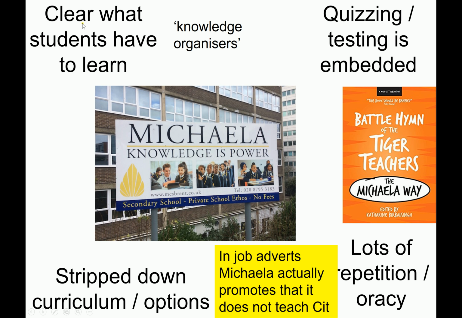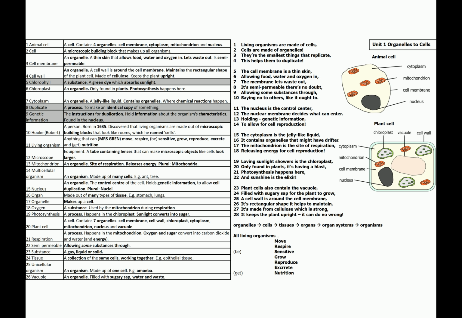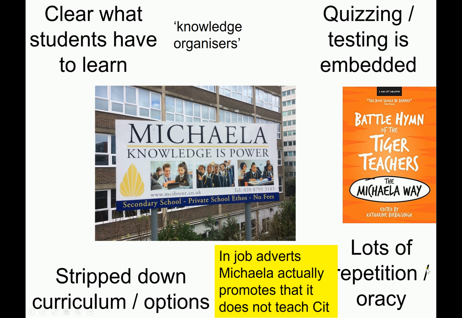It is very, very clear what students have to learn in schools like this. They have something called knowledge organisers. This is an example knowledge organiser from science, but this will be introduced to students very early on in their learning of this particular topic. And so they will see an overview of exactly what they have to learn. In a sense, that helps a student take more responsibility for their own learning. They then build on those knowledge organisers with lots of repetition, lots of oracy, lots of quizzing and testing, and that has helped build this kind of foundation of core knowledge into their school.